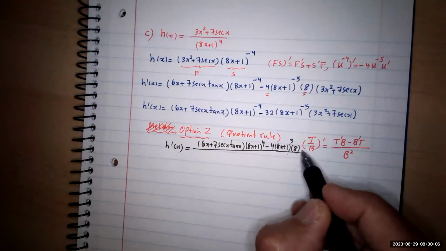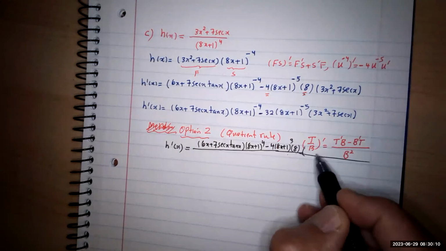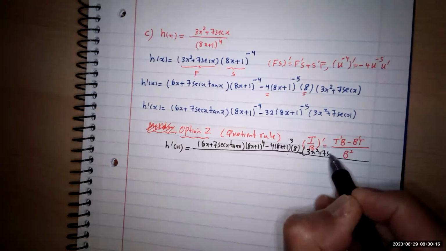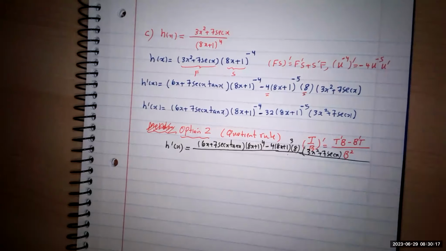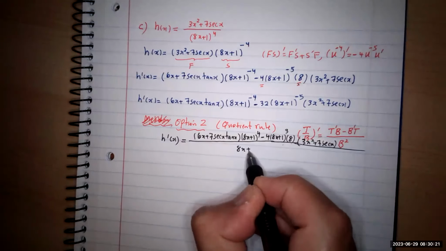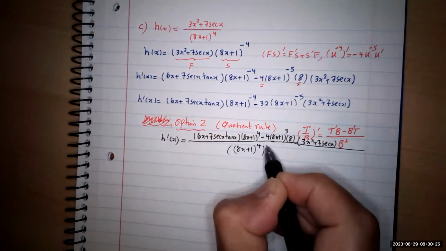Sorry, I'll just write it down here. The top is going to be 3x squared plus 7 secant of x. That's going to be the top, divided by the bottom squared. You see, it's going to be (8x plus 1), you already got the 4, then you square it. You make it into the 8.